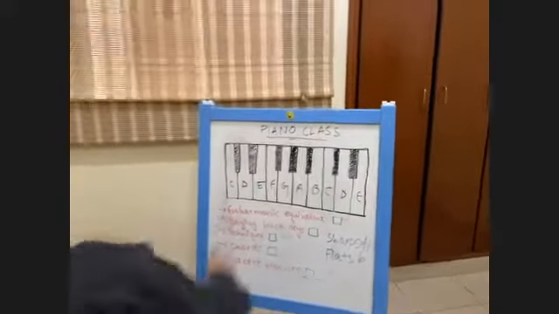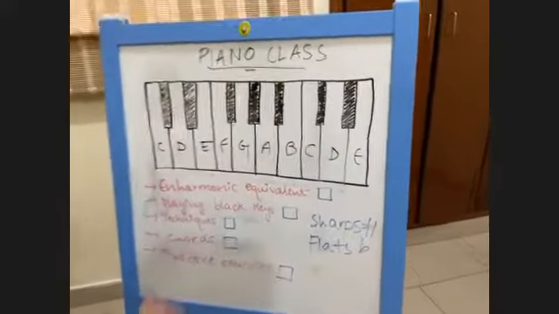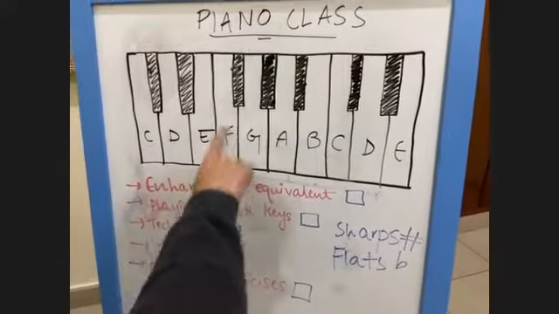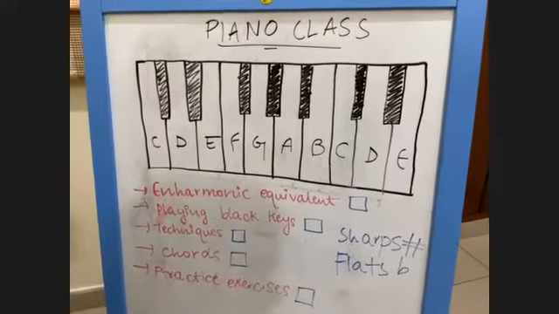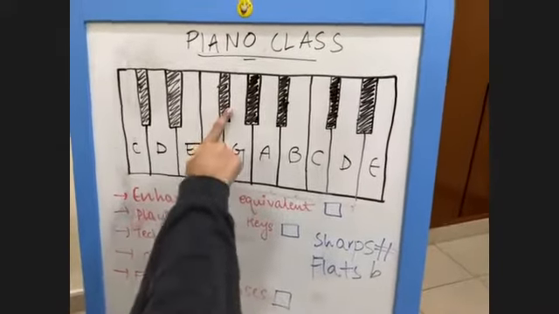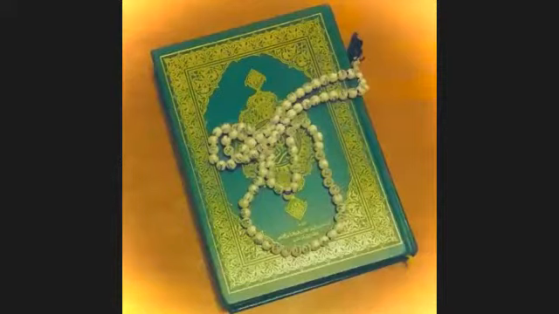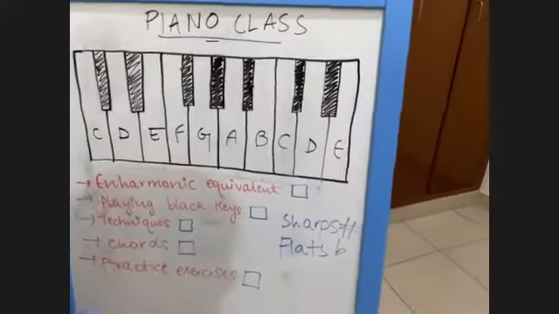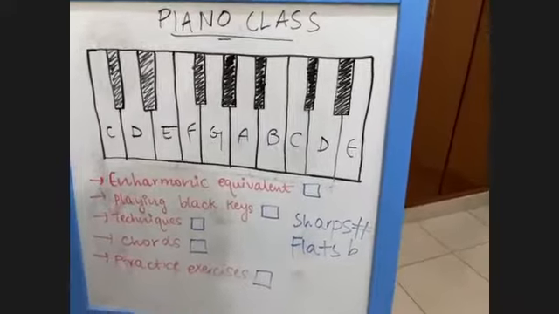Now the first objective of today is to understand this term, which is an enharmonic equivalent. It sounds big, but it's just exactly what we talked about. We talked about each black key having different names. This black key can be F sharp. It can also be G flat. This black key can be G sharp or A flat. This can be C sharp or D flat. Because each black key has different names, these are called enharmonic equivalents.